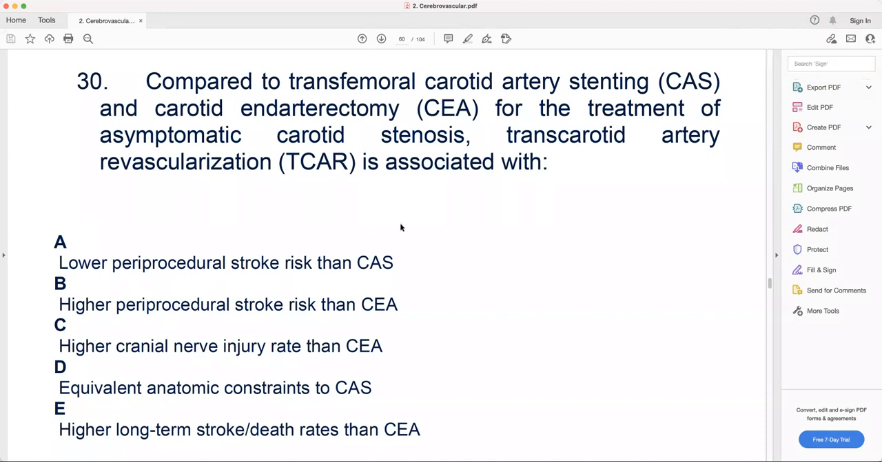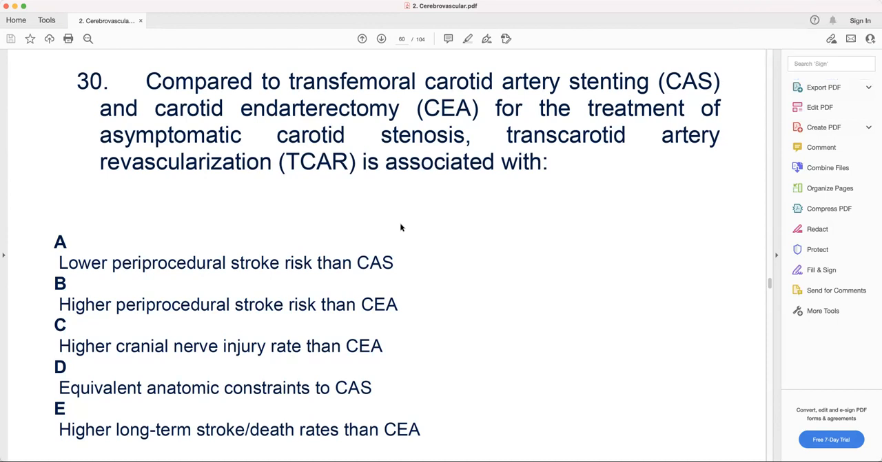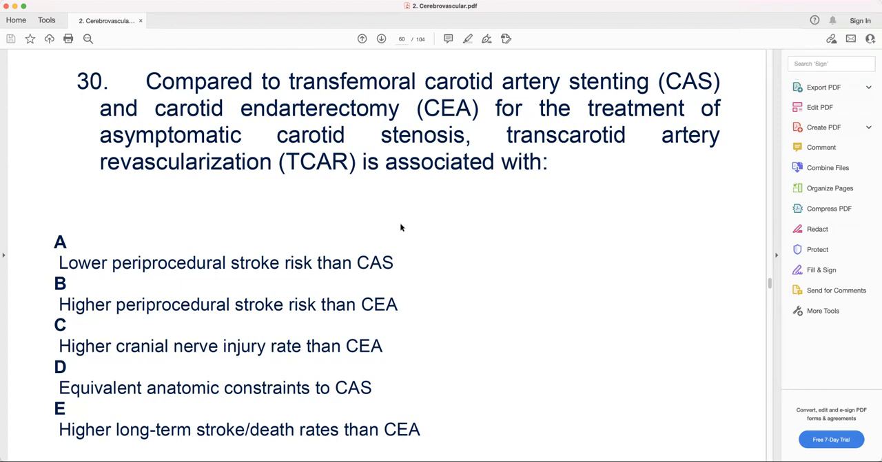Compared to transfemoral carotid artery stenting and carotid endarterectomy for the treatment of asymptomatic carotid stenosis, trans-carotid artery revascularization is associated with... Okay, TCAR. Before you go, TCAR. Do you know how they do TCAR? Yeah, I attended once with you. So what happens is you make a small incision at the base of the neck. You go directly to the common carotid, you put in your sheath, and you do the stent.